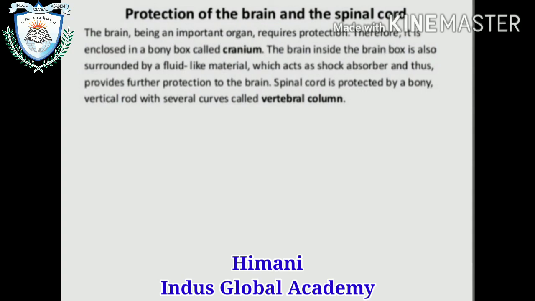The brain is a very important organ and requires protection, therefore it is enclosed by a bony box that is known as the cranium. The brain inside the brain box is surrounded by a fluid-like material which acts as a shock absorber, thus providing further protection to the brain. And the spinal cord is protected by the vertebral column.